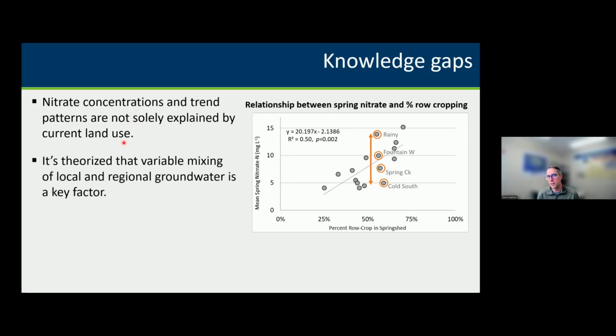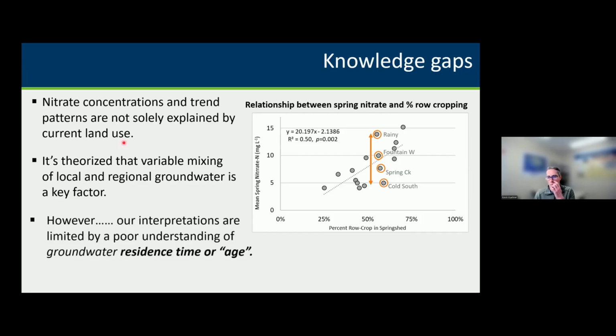And so it's been theorized that we're getting some variable mixing of both local and regional groundwater, which is probably a key factor. So in other words, it's probably a mixing of both older and younger water in this system. The problem, though, is that we have a very poor understanding of the age of that water in these systems, especially these complex karst systems. And so we just don't know very much about that. And so it really comes to this question of the age of the water, or the residence time of that water.